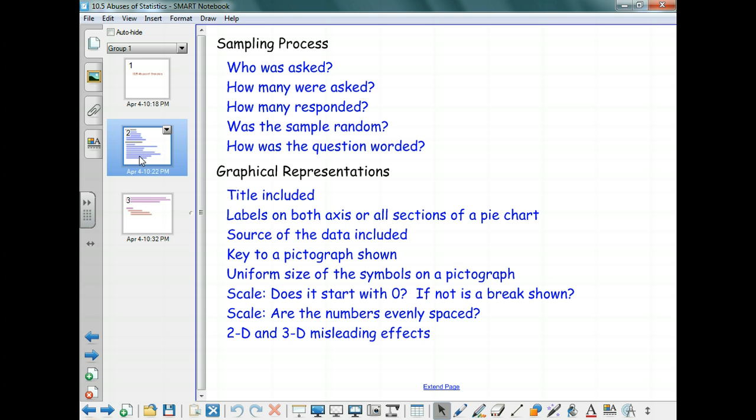Scale. There's several scale issues. Does the scale start with 0? If not, is a break shown? Do you remember we did that break last time and had all sorts of issues because I was not being careful? That break's really important because it actually gives you some perspective of how you're drawing things.